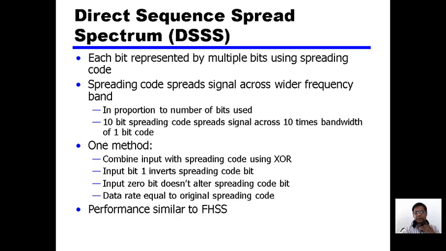Direct sequence spreading we discussed in the last class. Because these two topics are closely related, I am going to give some important information about it again. Each bit is represented by multiple bits using a spreading code. The spreading code spreads the signal. Direct sequence spread spectrum is nothing but spreading the signal directly.